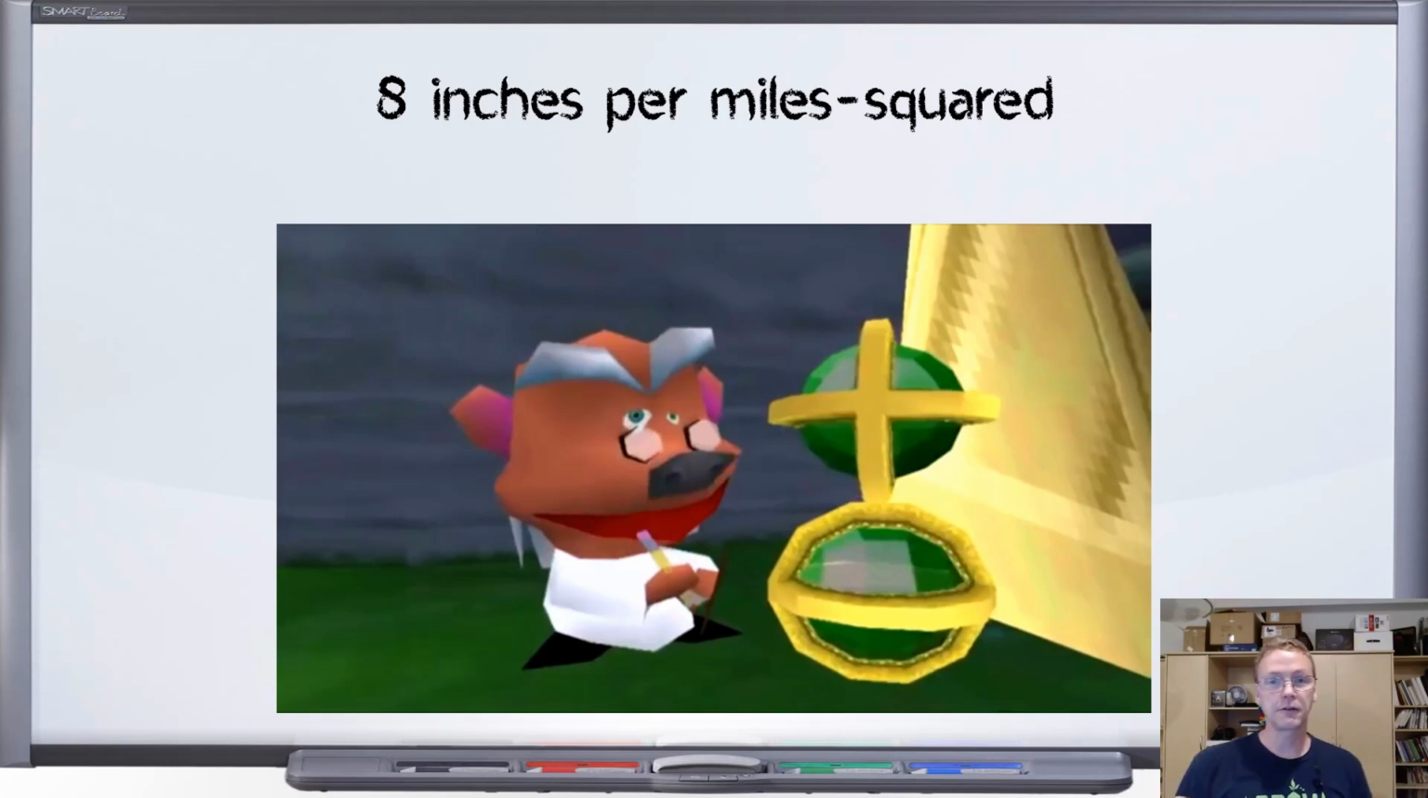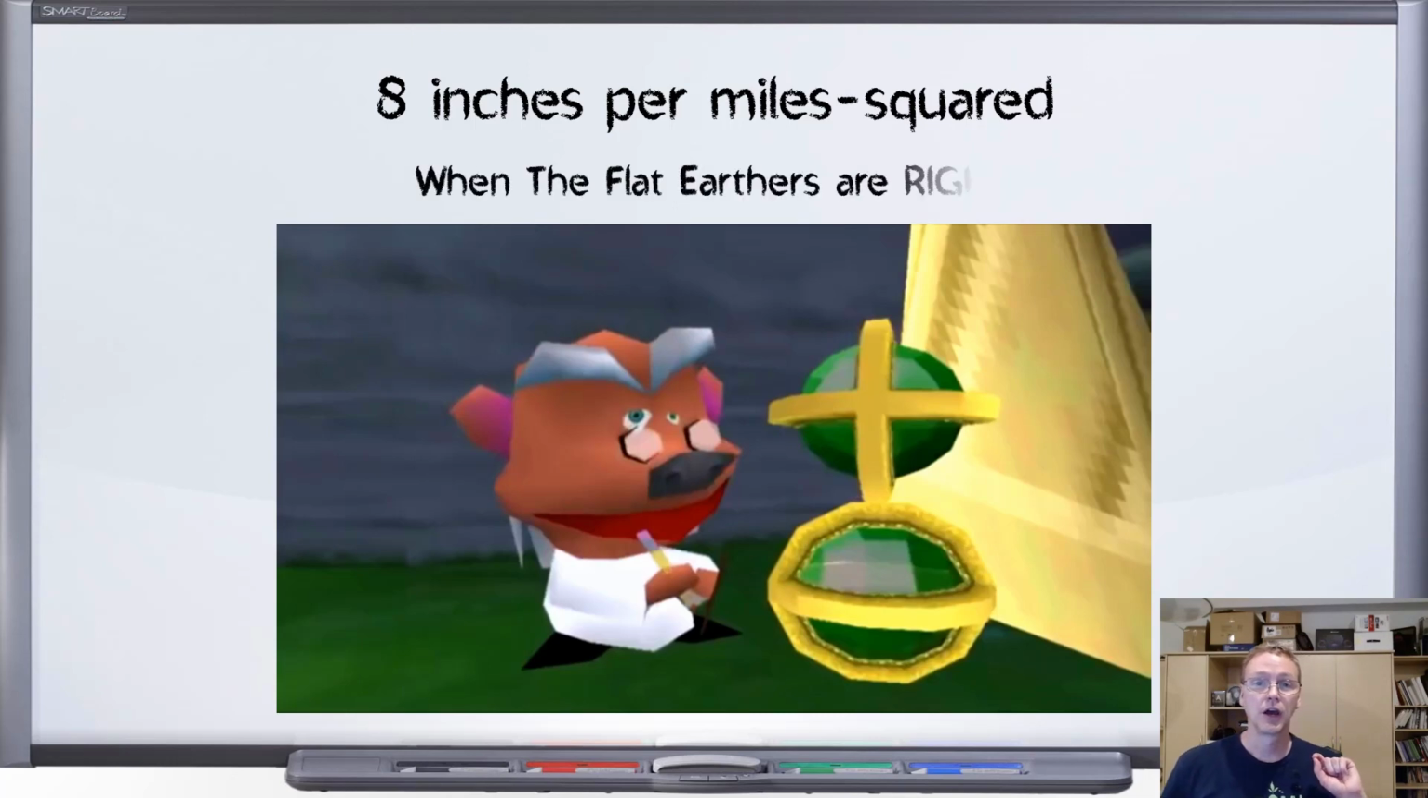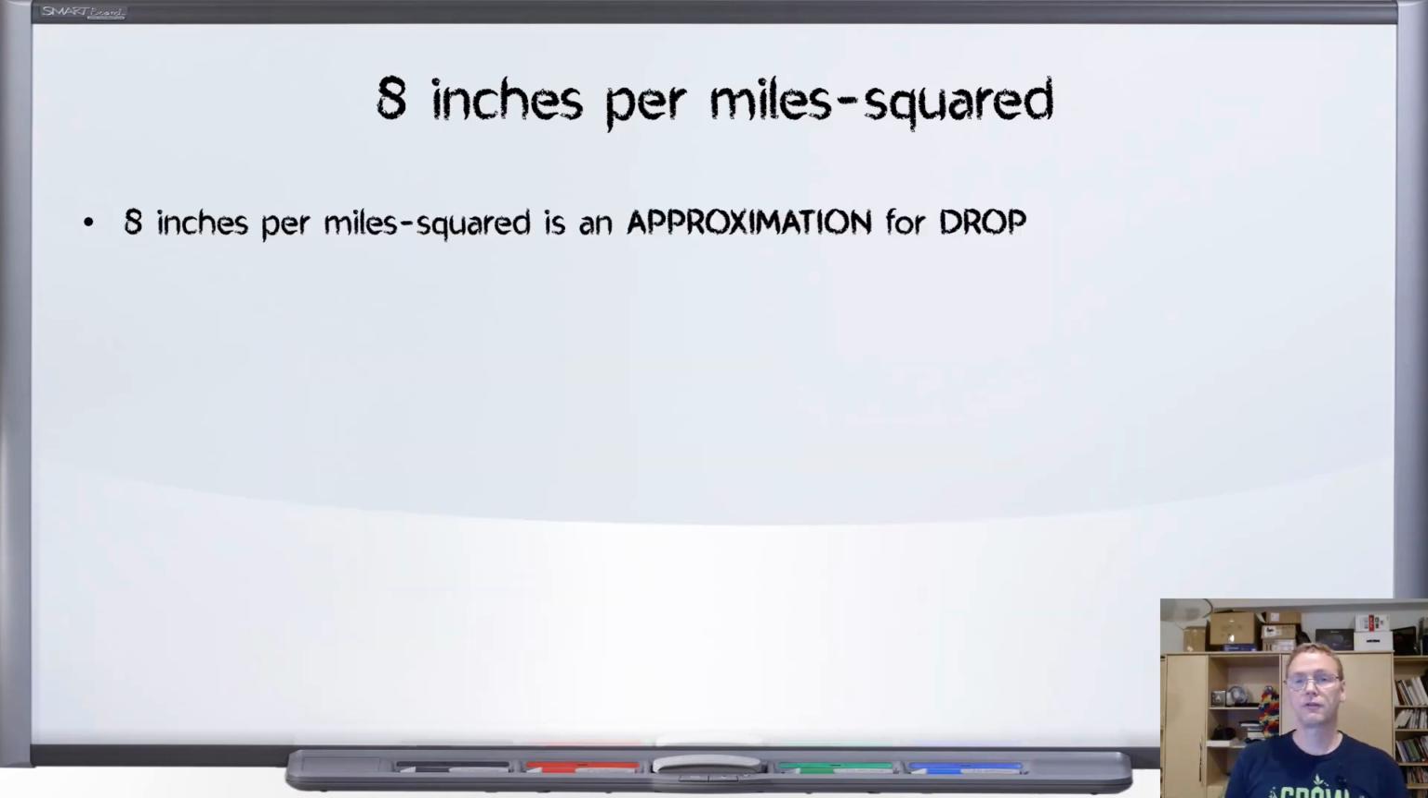For any of you flat earthers out there, you might want to stick around to the end as well, because today's topic is all about when the flat earthers get it right. So if you've ever investigated the concept of flat earth, you have certainly heard 8 inches per mile squared. Many times I've heard from flat earthers, that's what NASA says. That's the supposed curvature according to you guys. No, that's not our number.